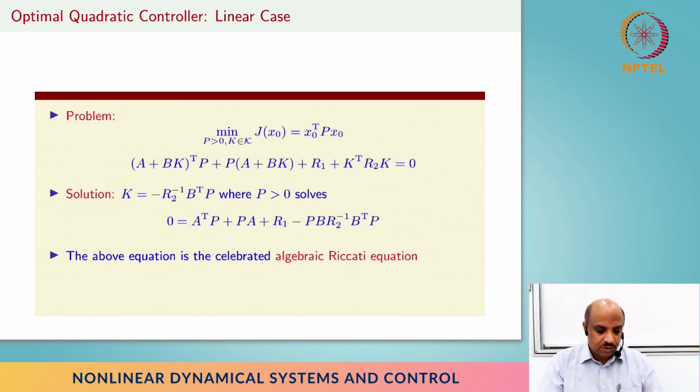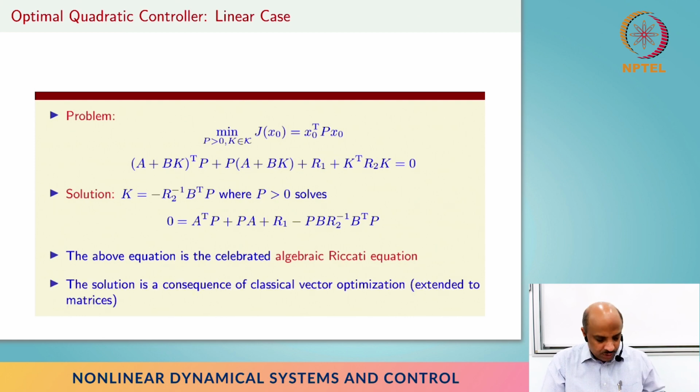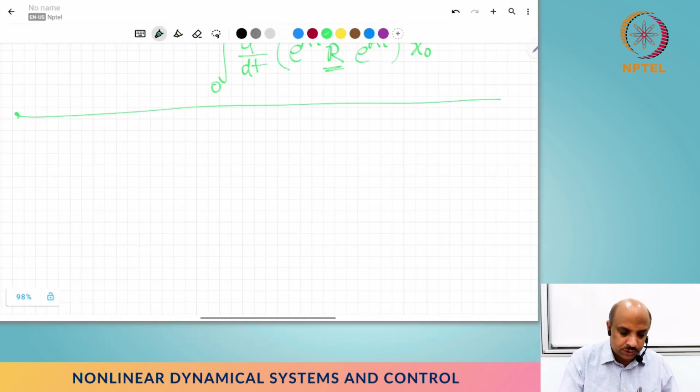Not surprising that it looks very similar to what we have seen in the time varying case that came from Hamiltonian formulation, and the P is going to satisfy this particular quadratic equation, which is known as algebraic Riccati equation. Okay, now I want to shed some insight into this particular problem, right?